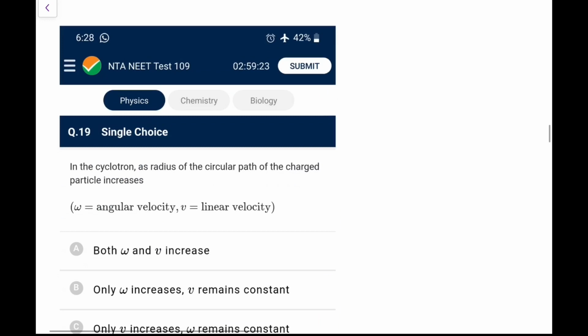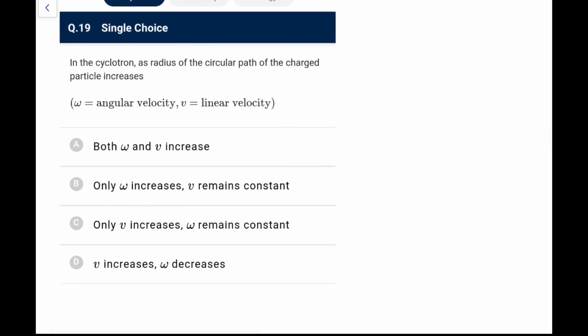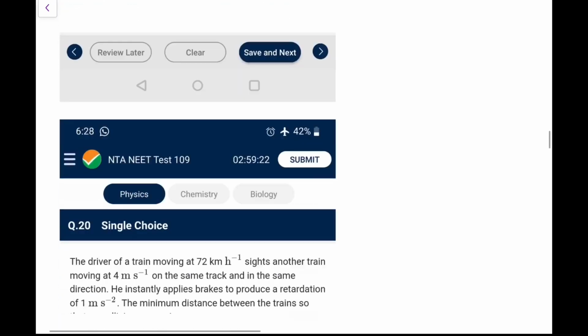Next one. In the cyclotron, as the radius of the circular path of the charged particle increases, so we know the time period doesn't change, so omega won't change, but the velocity will increase, because what you know, R is mv by qB. So if R increases, V increases, but the time period is independent of both, so omega will be independent of both, so only V increases, omega is going to remain a constant.